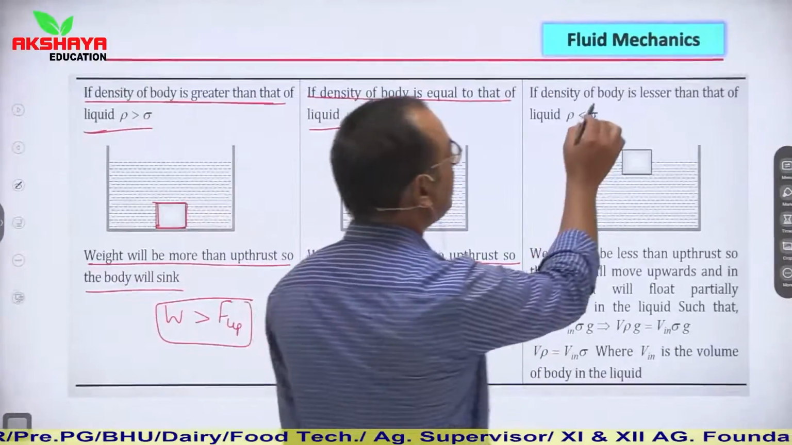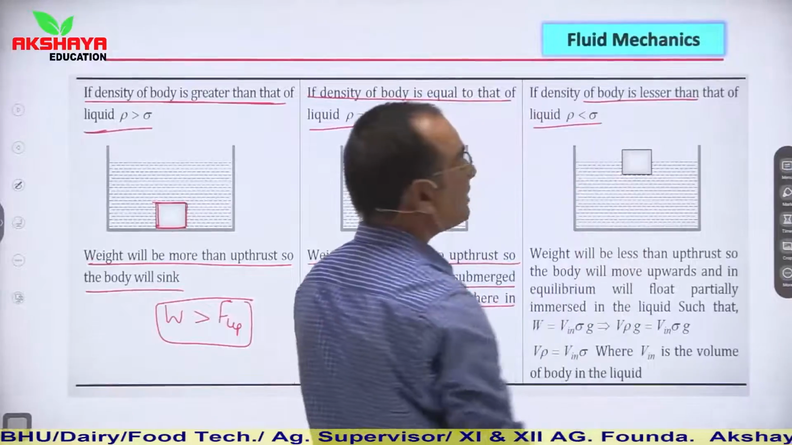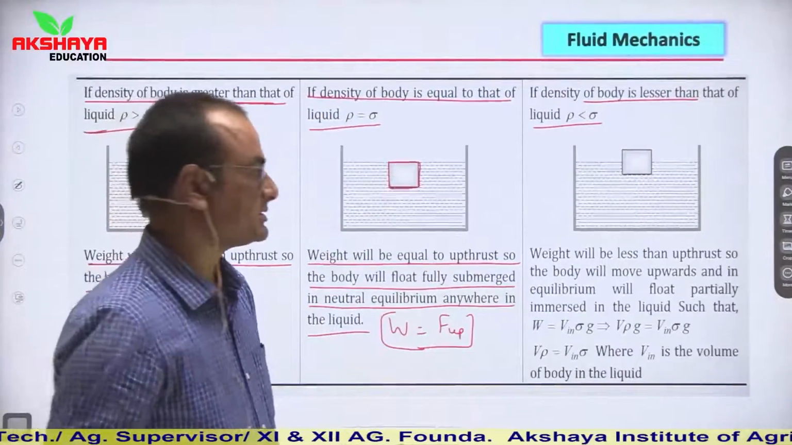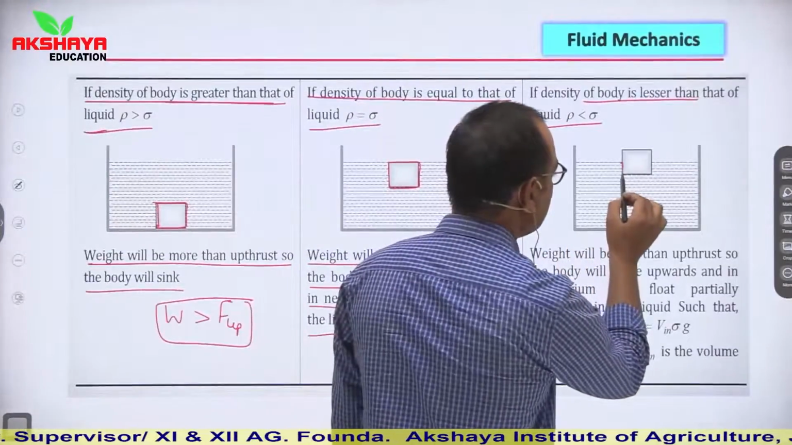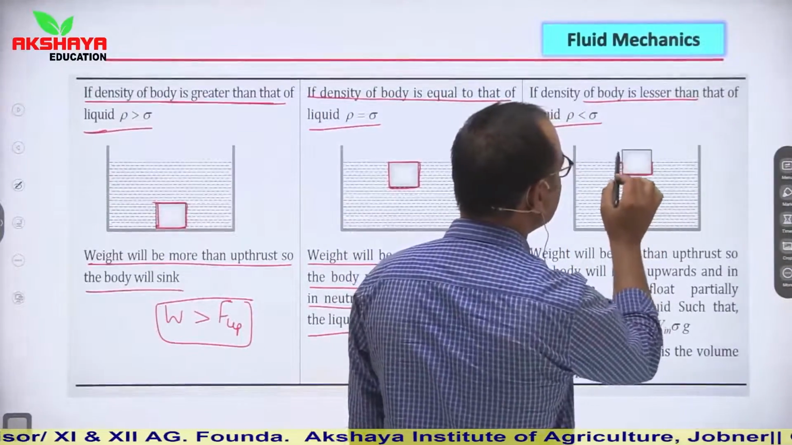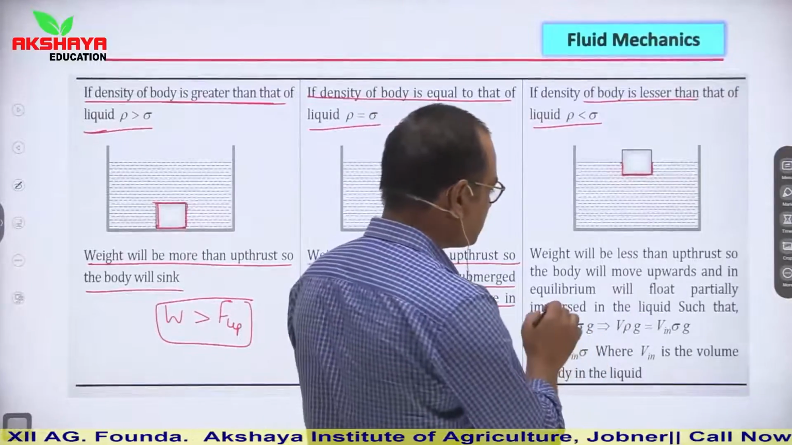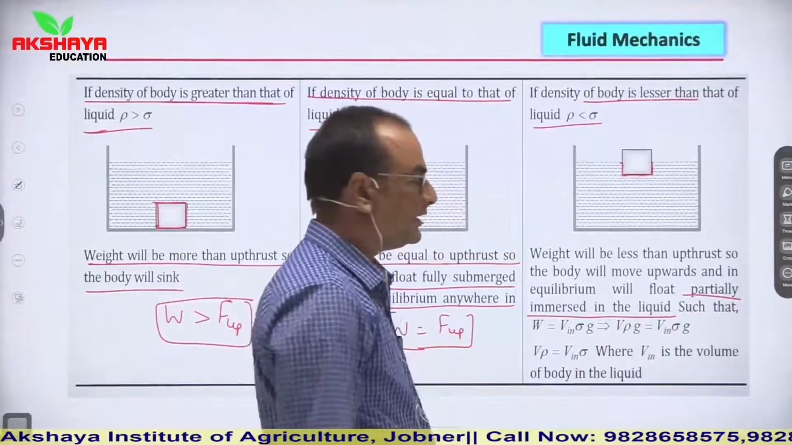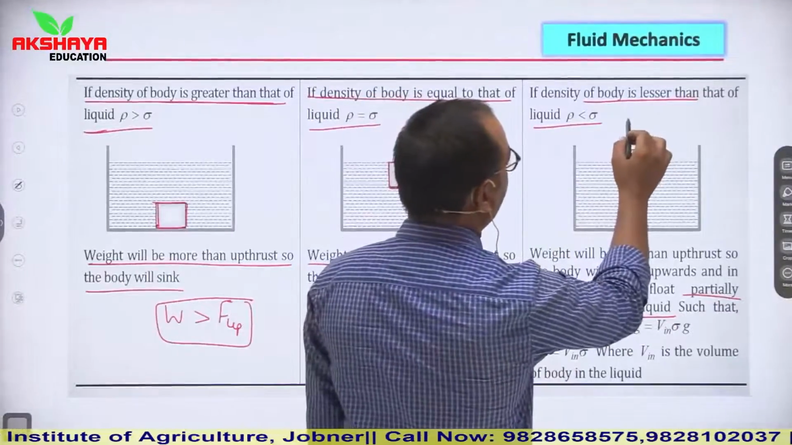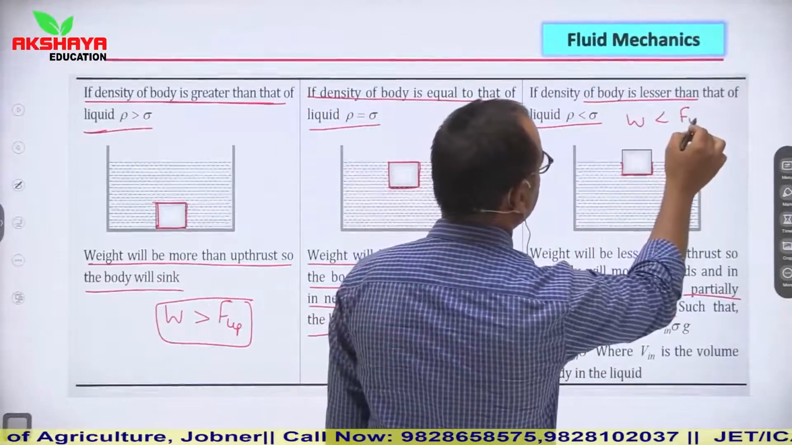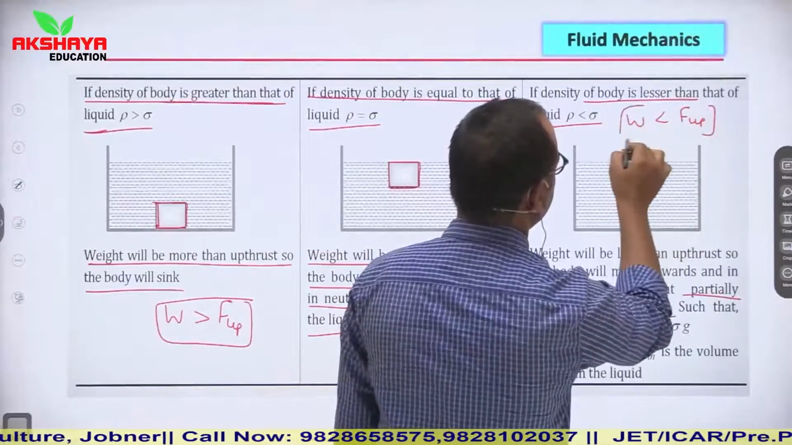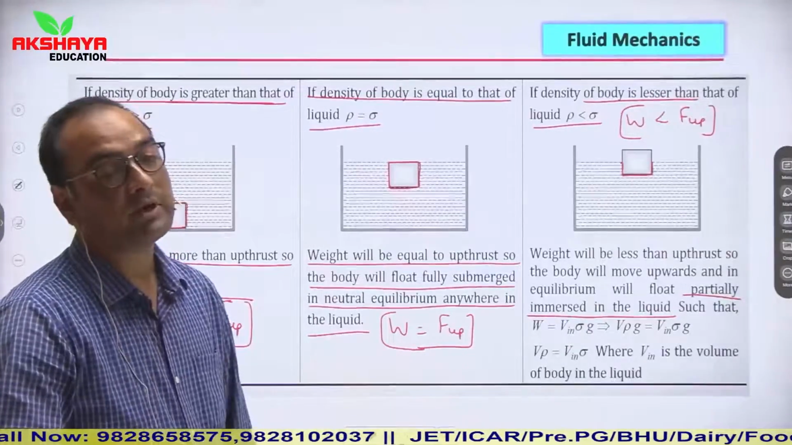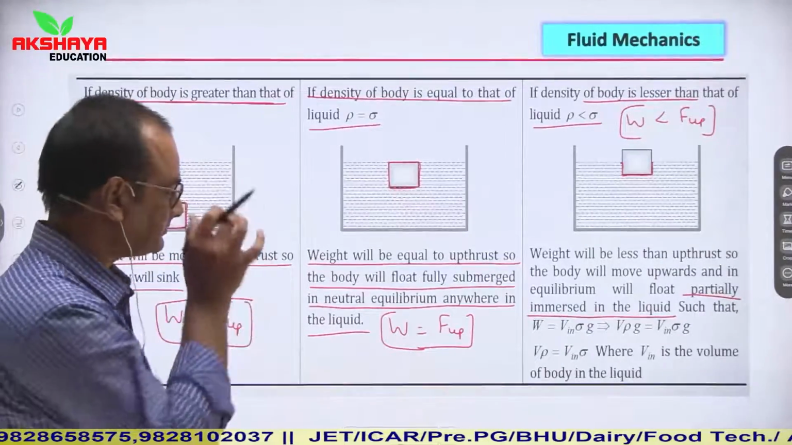And if the density of the body is less than the density of the liquid, then in this condition the body will float, but it will be partially immersed. So see, this amount is simply in the liquid and the rest is outside of the liquid. So it is partially immersed in the liquid. And in this condition, weight is less than the upthrust force. Clear? So in this condition, the body will float, but with partial immersion in the liquid.